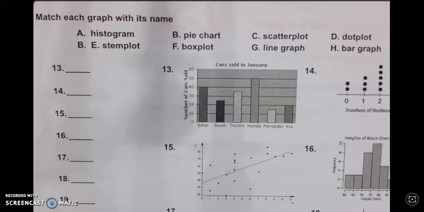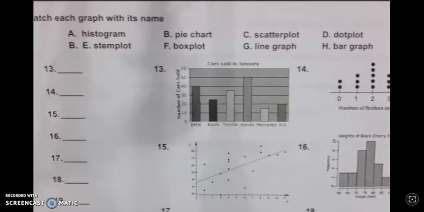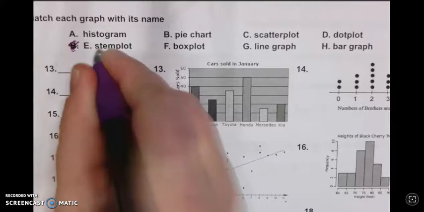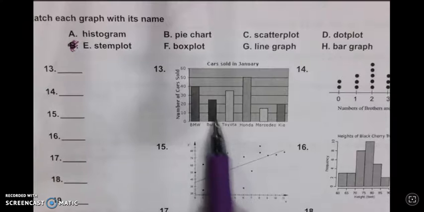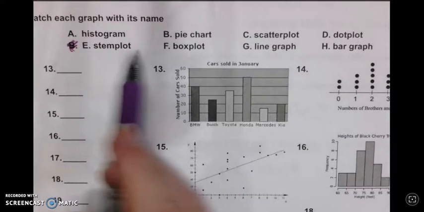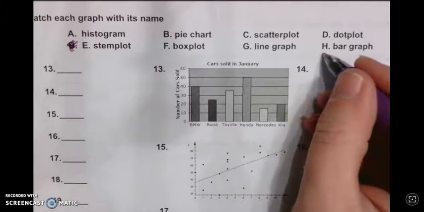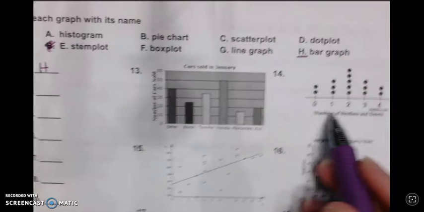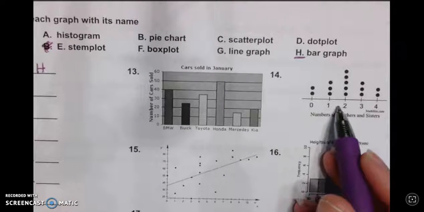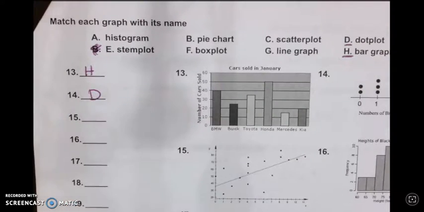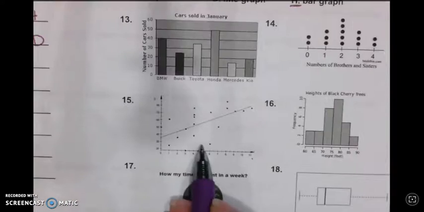Okay, our last set of questions is kind of like matching. There's a little typo here. This has a B that shouldn't be there, so stem plot is the letter E. So you look at the picture and you figure out which type of graph it is. So this would be a bar chart, 13. So we find bar chart. The bar graph here is H, so you put letter H for number 13. And here's number 14, that's a dot plot. So 14 would be a dot plot D. And here's 15, that is a scatter plot. So that would be C.